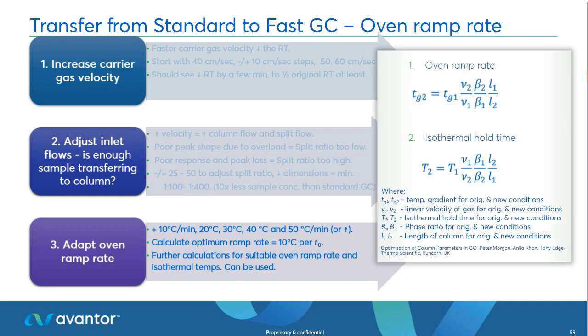So this is the set of calculations that you could have a look at. One, the oven ramp rate that's going to be more suitable, taking the original conditions and then comparing them to the new ones. And then you can do this with the isothermal hold times as well. So you can check this online. So these are just calculations for the oven ramp rate and the isothermal hold time. I won't have time to go into them in great detail today, but it's just the awareness that you can use these to help craft the fast GC method from a standard GC method.